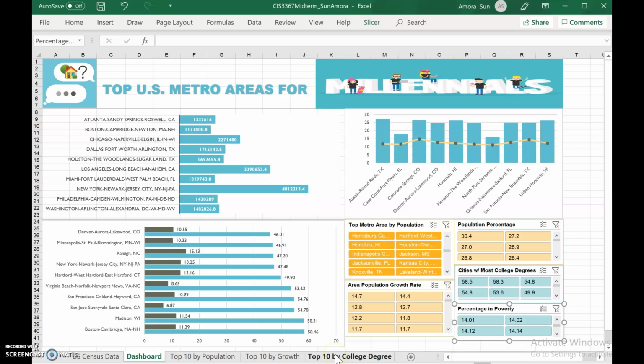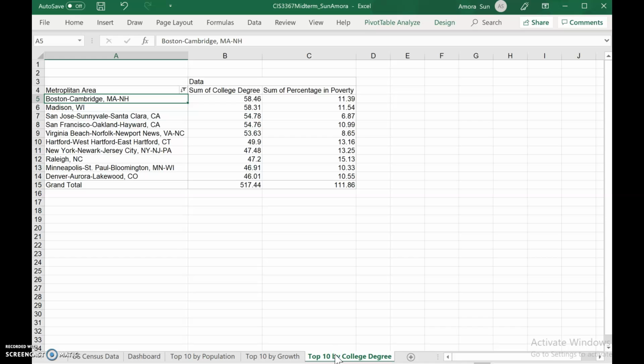Another item that I am personally very interested in is how many of the millennials living in the area also have a college degree, and does that affect the earning potential as well as, I guess, the quality of life. So in this worksheet, we have the data organized for the top 10 of the population percentage with college degrees, and measuring up against that is the percentage of millennials in the area living in poverty.